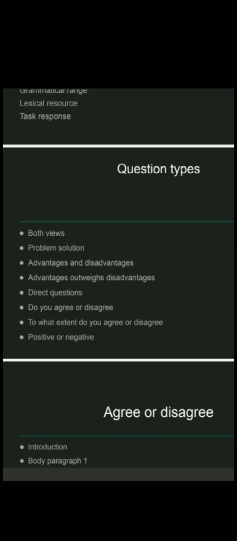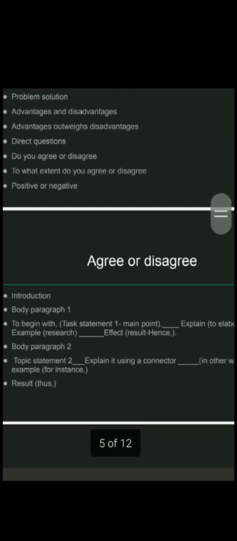Then do you agree or disagree? There is a topic in which you have to mention whether you agree or disagree. Are you disagreeing with the statement or agreeing with the statement? Then to what extent do you agree or disagree? It is like a synonym, both meanings are the same. Last one is positive or negative. You have to tell whether you are looking at the positive side or the negative, or you can tell both, that it is positive as well as negative in some circumstances. So in this video I am going to discuss agree or disagree.